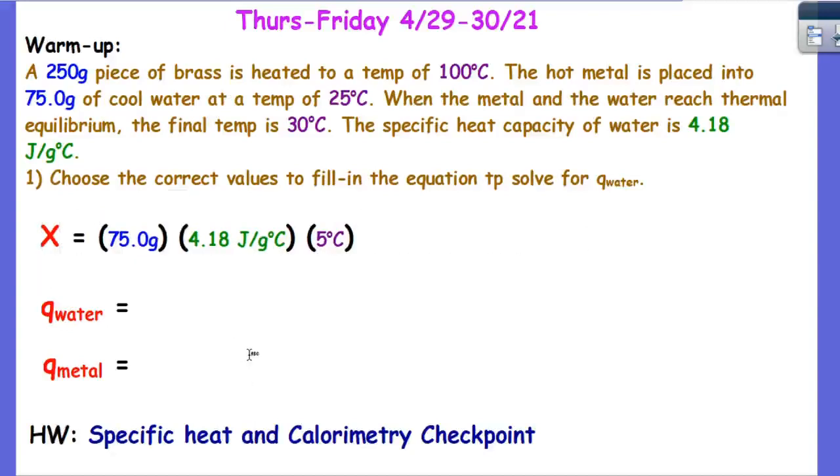So now I need to solve for my Q of water. So I just need to plug this into my calculator the same way that I set it up. I have 75 times 4.18 times 5, and I get a final Q value. My Q of water is equal to 1,567.5 joules. That's how much energy my water has absorbed in order to change its temperature by 5 degrees.